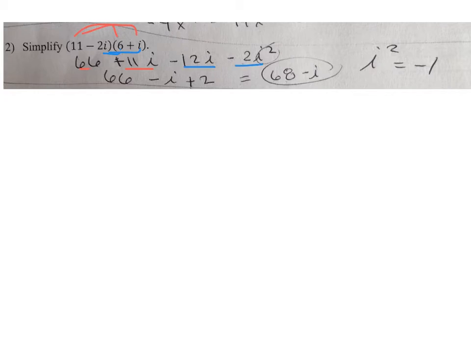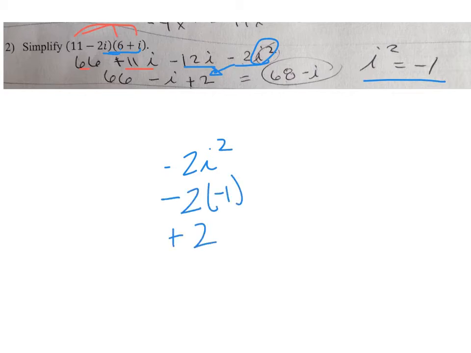And then again, I'm just combining like terms, and the other step is that I am taking this i squared. As a reminder, i squared equals negative 1. So the in-between step to get from here to here is that if I have a negative 2i squared, it's the same as having a negative 2 times negative 1, which is why it becomes a plus 2. Anytime you have that i squared, you need to change it to a negative 1. Then we just combine like terms again to get the 68 minus i.